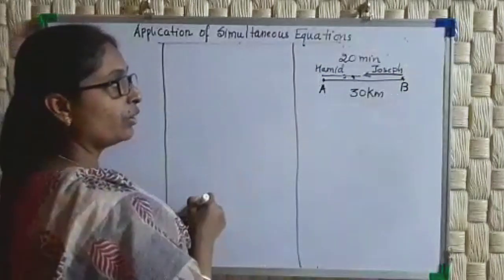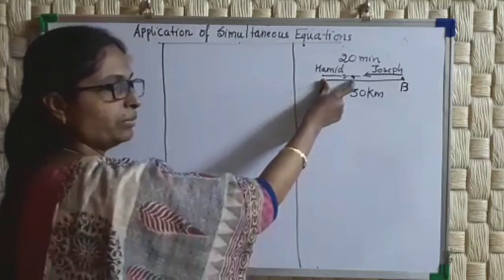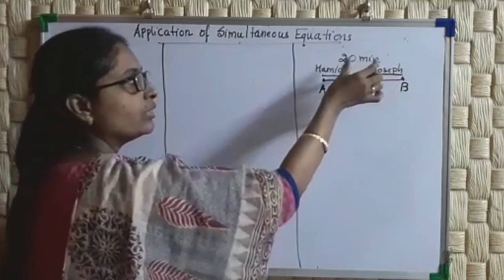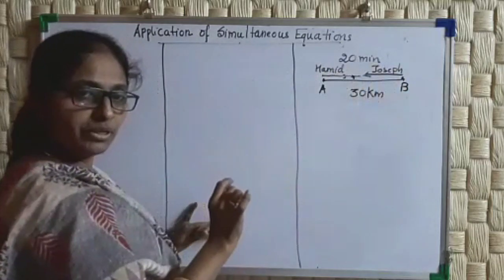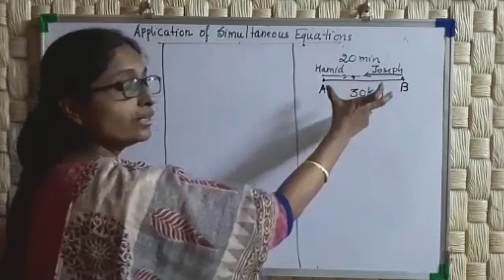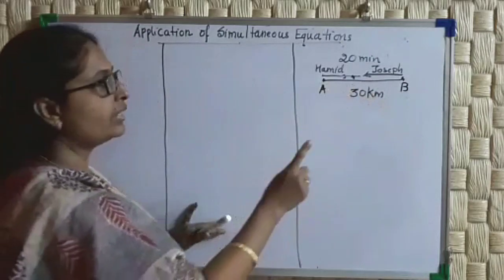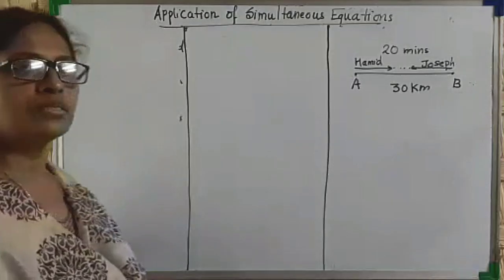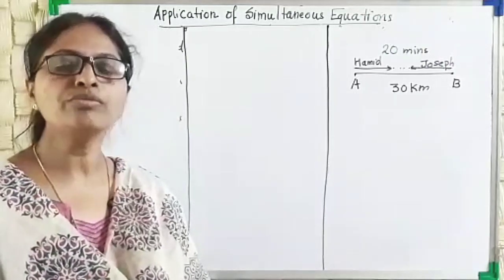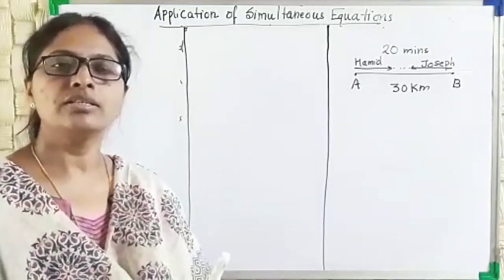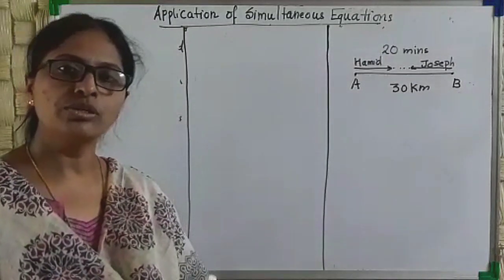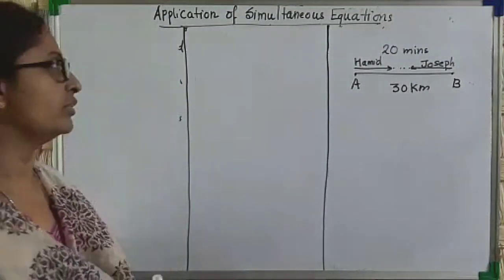First, we need to find out what is the distance travelled by Hamid and what is the distance travelled by Joseph, so that they meet after 20 minutes. The sum of the two will give you the total distance travelled by both of them, that is 30 kilometers. Since we have to find out the speed of Hamid and that of Joseph, let us take the speed of Hamid as x kilometer per hour and speed of Joseph as y kilometer per hour.